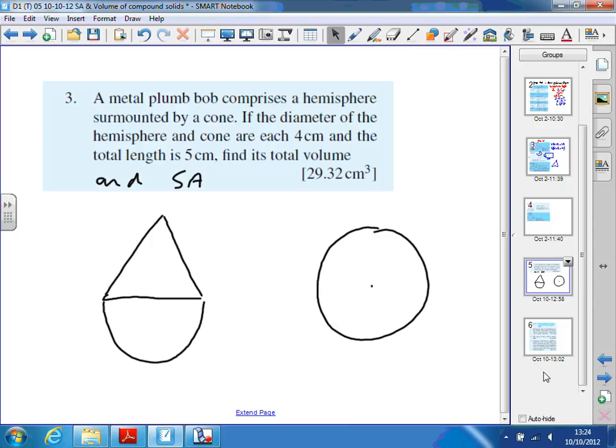We're told that the diameter of the hemisphere and the cone are each 4 centimeters. So I know that the diameter is 4 centimeters. So that's that distance from here to here, and that distance from there to there, the diameter of the shape, effectively. And I know that the total length is 5 centimeters.